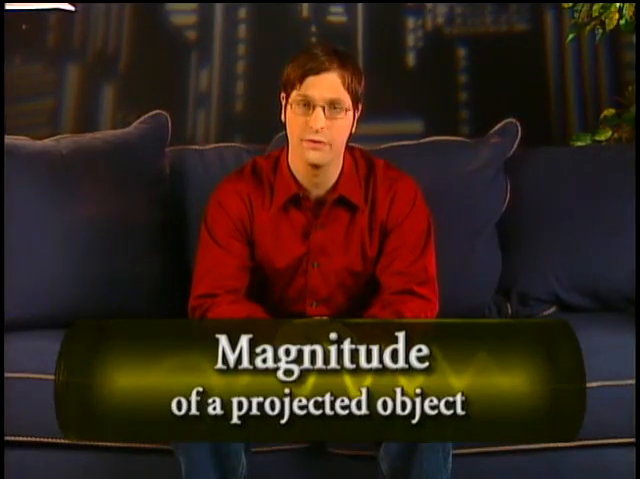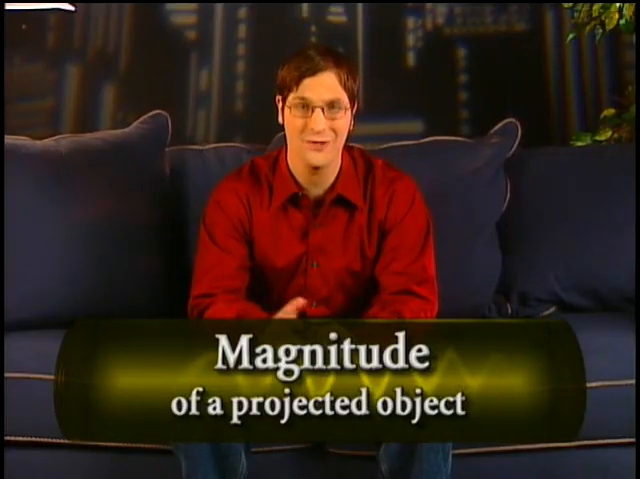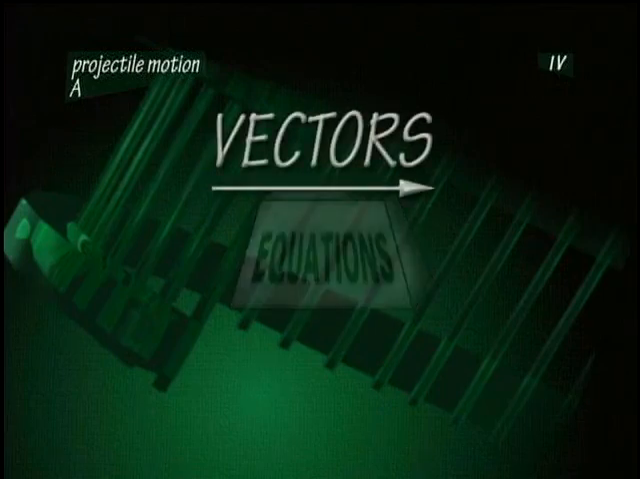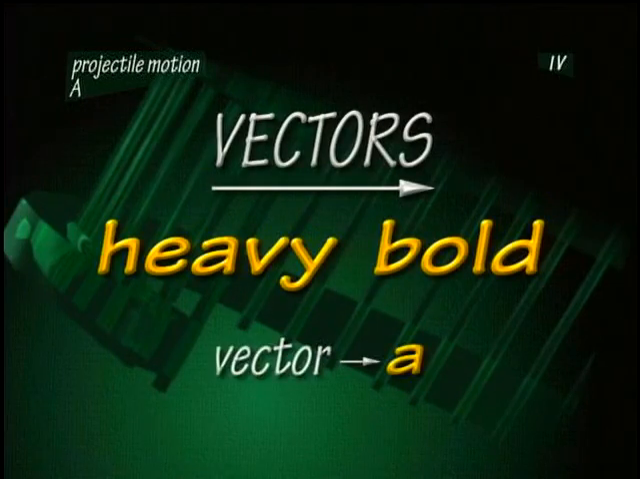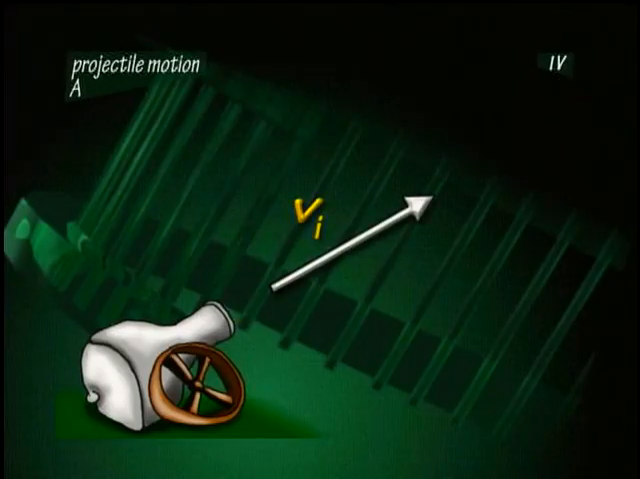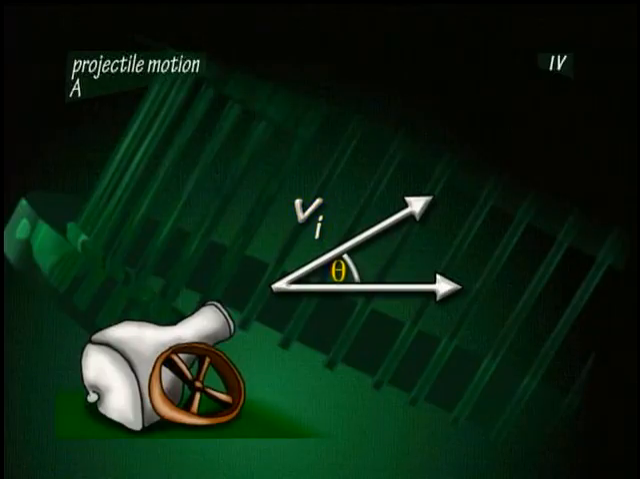But before we can get down and dirty with these equations, we've got to know how to find the magnitude of the components of a projected object's velocity, so we can use them in our equations. Now that we're going to get into some heavy equations, we'll represent vectors in heavy, bold type. Let's say a cannonball is shot out of a cannon. The initial velocity of the cannonball makes an angle theta with the ground.